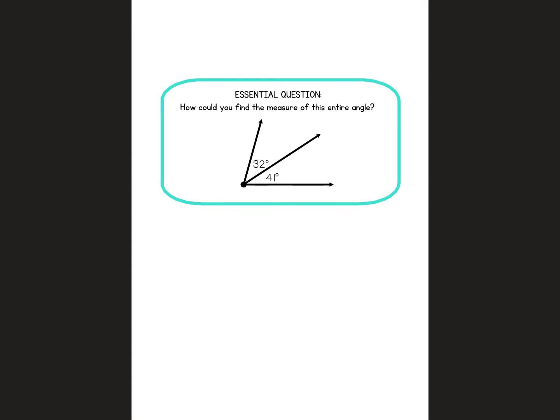So the whole idea behind this is really similar to the segment addition postulate. You have this large angle made up of two smaller angles. So here's the whole angle, and then this is the first part, and this is the second part. If I wanted to find that whole yellow angle, I would need to add these two smaller pieces together. So 32 plus 41 is going to be 73.